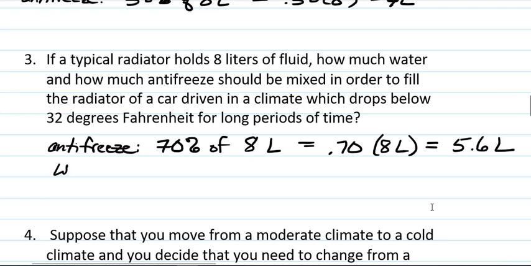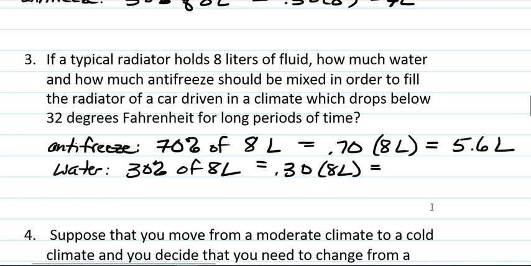And then how much water? Well, that's 30%. You could get that by subtracting, by the way, 8 liters minus 5.6. But let's do it this way, just to practice our percentages. So 30% of 8 liters is the same as multiplying 0.30 times 8 liters, which is going to give you 2.4 liters. And notice those add up to a total of 8 liters.